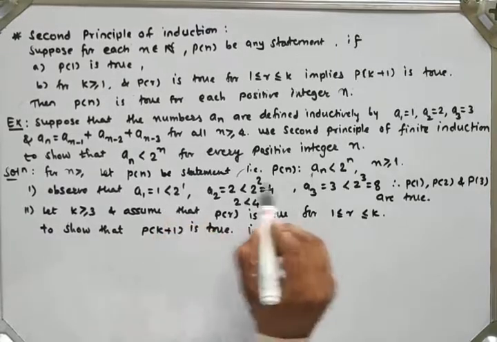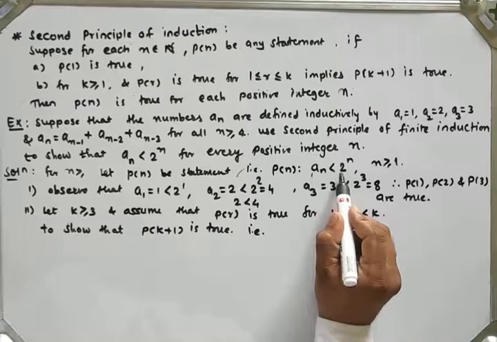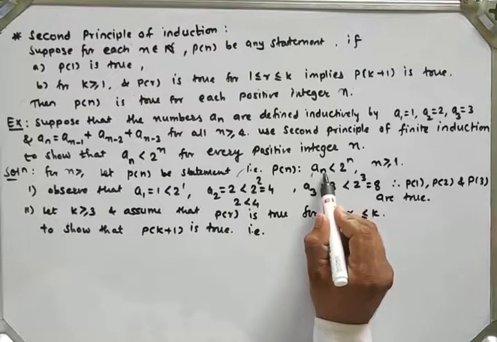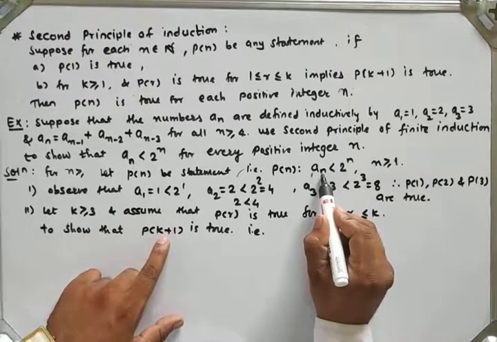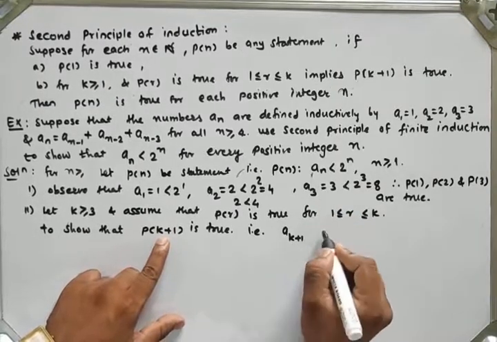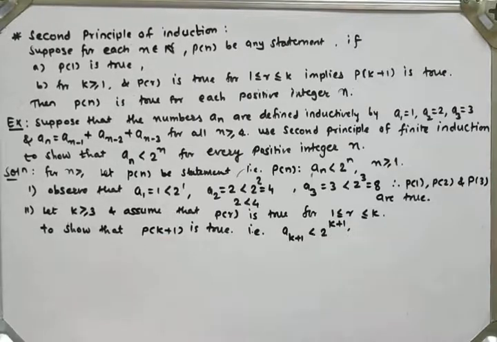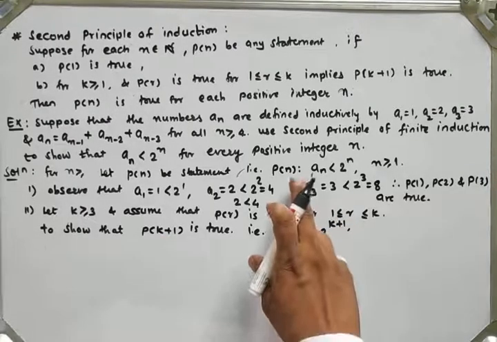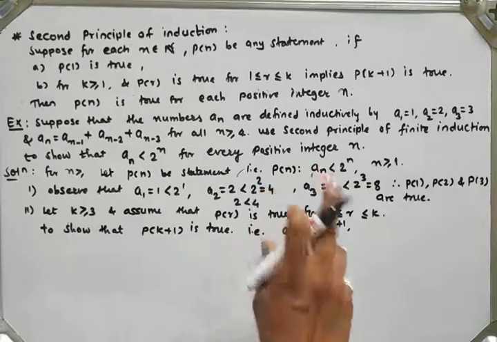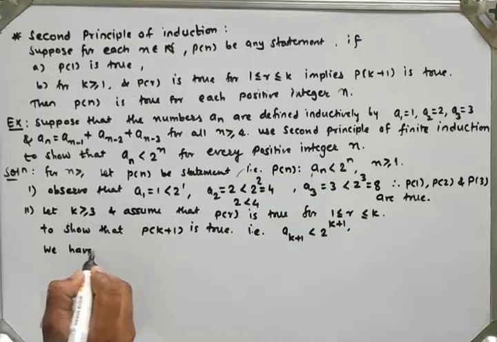Here our statement P(n) is an less than 2 raised to n. So we have to show the statement is true for n equal to k+1, meaning I replace n by k+1. So we have to show that a(k+1) is less than 2 raised to k+1. Then we say that P(n) is true for all values of n.